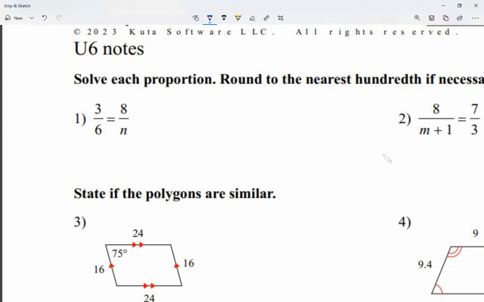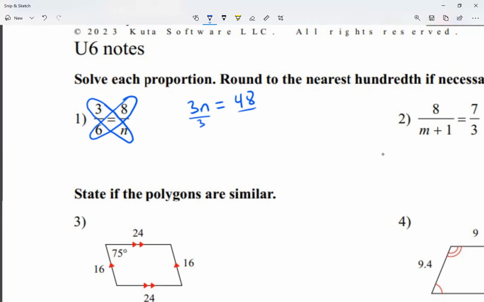Remember, we used to say, let me just cross multiply. So in algebra, we used to do 3 times n. Keep in mind, when I'm multiplying 3 times n, we just call it 3n. This is equal to 8 times 6, and we call that 48. And then to get the n by itself, we will divide by 3, the number in front of n, because 3 divided by 3 is 1, 1n. I'm just going to write the letter n. 48 divided by 3 is 16.